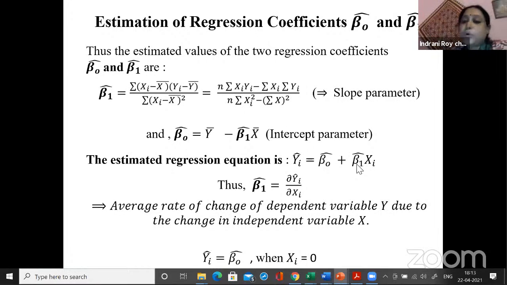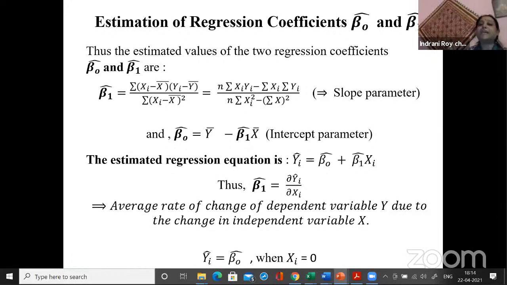So when you put xi equal to 0, this term is something multiplied by 0, which is 0, so this term disappears. Once this disappears, what is left? Yi hat is equal to beta naught hat. That means when xi is equal to 0, the autonomous value of yi on an average is beta naught hat. And what is your beta 1 hat? Beta 1 hat is nothing but the rate of change of y with respect to x.